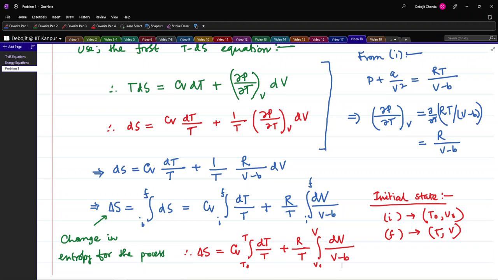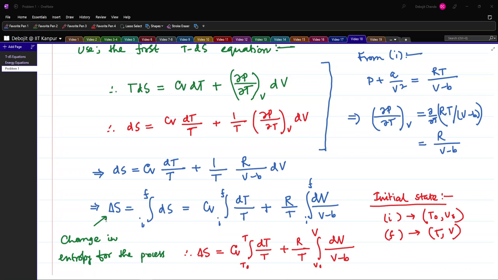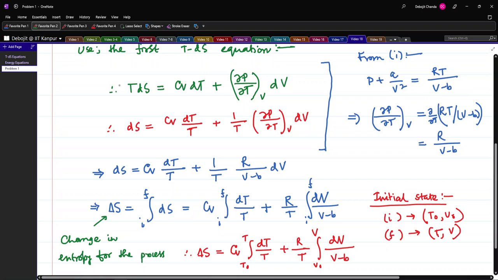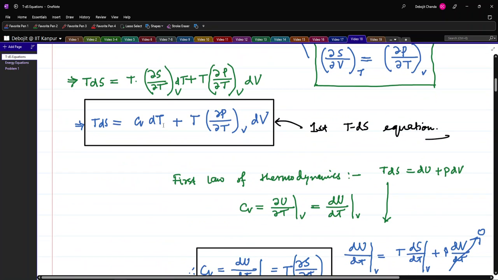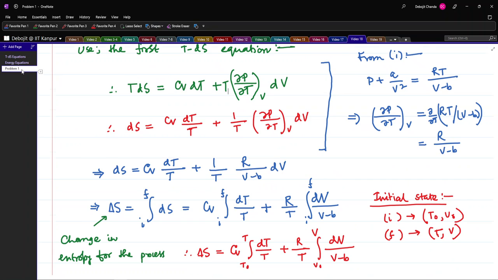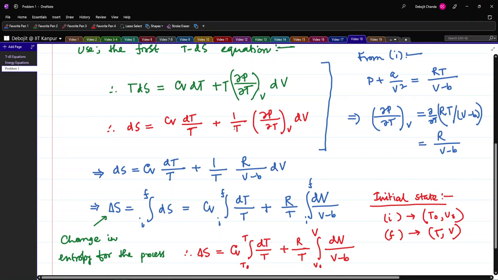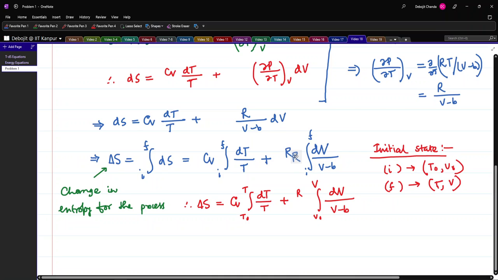So now we have delta S equal to Cv integration of dT over T from T0 to T plus R by T integration of dV over V minus b from V0 to V. Okay, so I have made a small mistake here in writing the formula of the first TdS equation. I missed a T term here, because you can check from the dimensionality that the dimension was not matching. You can also check from this formula that TdS is Cv dT plus T (∂P/∂T) at constant V dV. So this T term was missing, and that was a mistake in the formula. So the equations will be slightly modified. The 1 by T term will not be present here, and here also it will not be present. Here it will just be R, and here it will also just be R.